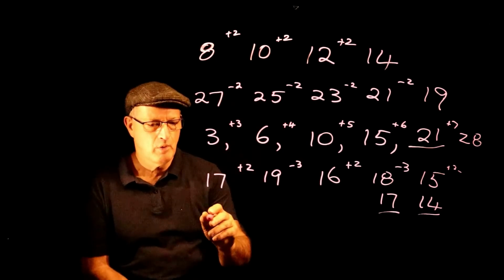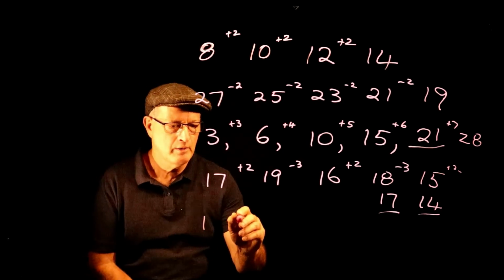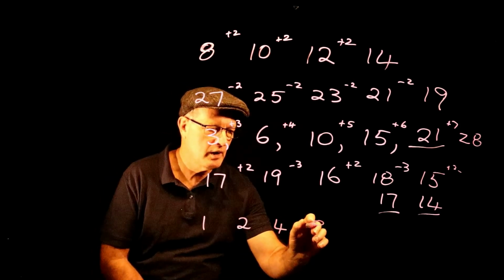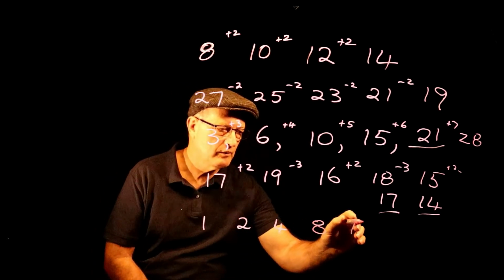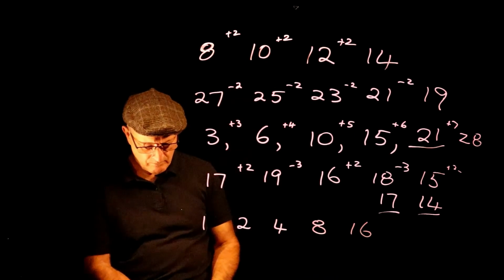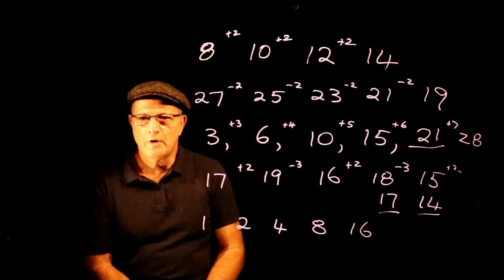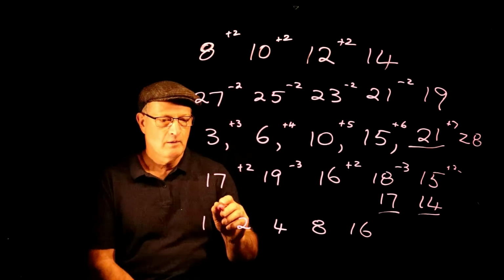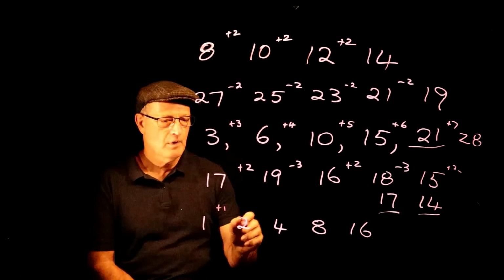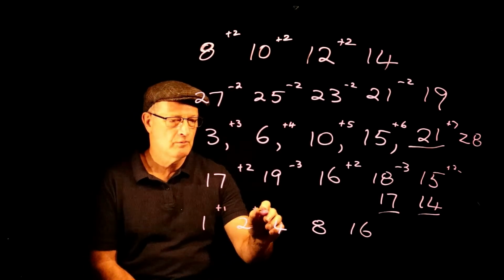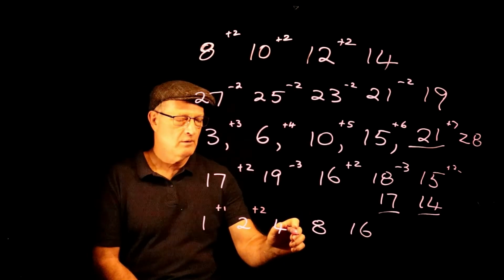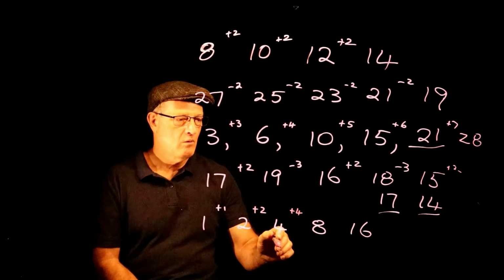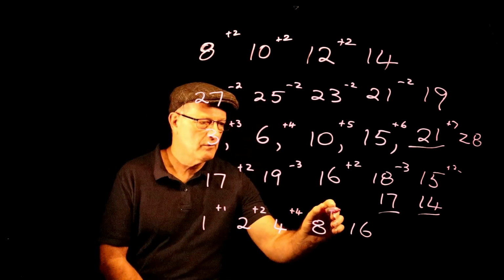Let's look at a simple one here. Let's go 1, 2, 4, 8, 16. So you could start that. It'd be quite okay to do that. That's a plus 1. Well, then it's a plus 2. Maybe the next one's plus 3. Oh no, it's a plus 4. It's a plus 8.